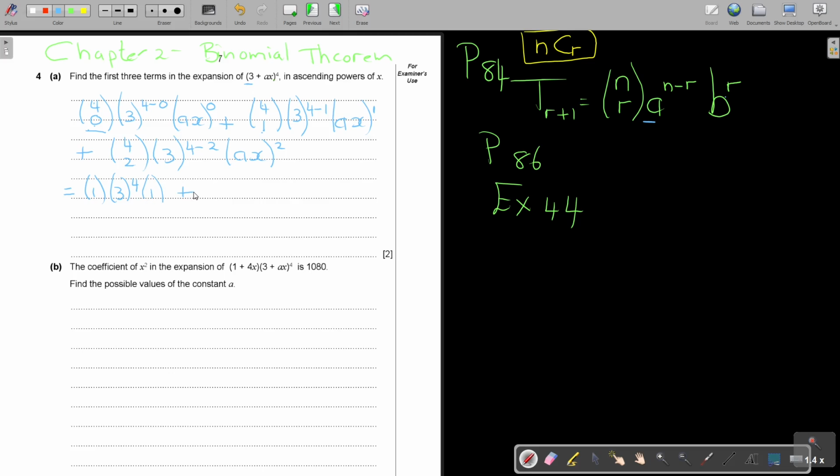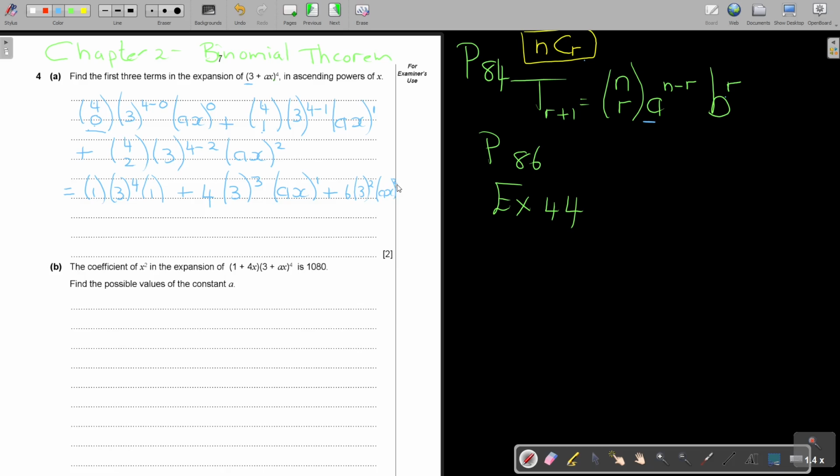Plus. Then go 4 on your calculator, nCr 1, and what will you get? 4. And then it will be 3 to the power of 3, and then ax to the power 1. And then the final one here is 4 nCr 2. And what will that be? That will be 6. And then it's 3 to the power of 2, and (ax) squared. Try not to write in their space.